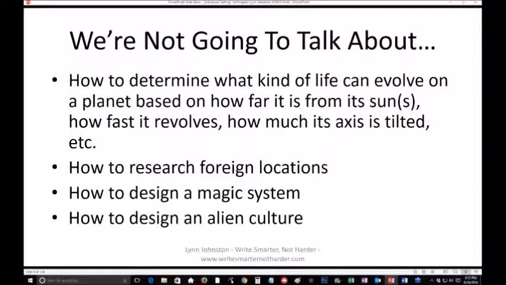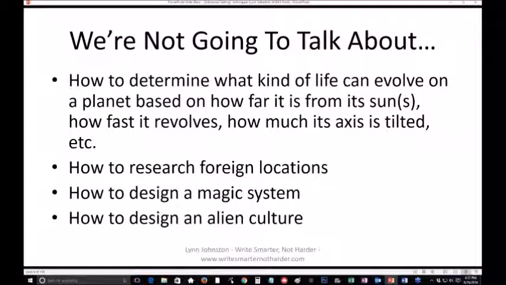We are not going to talk about how you determine what kind of life can evolve on a planet based on how far it is from the sun, or any of the other astrophysical details. There are websites that will go into this in incredible detail for you if you need it. I can recommend a couple books that will talk about how to design an alien, but we're not going to talk about it here.